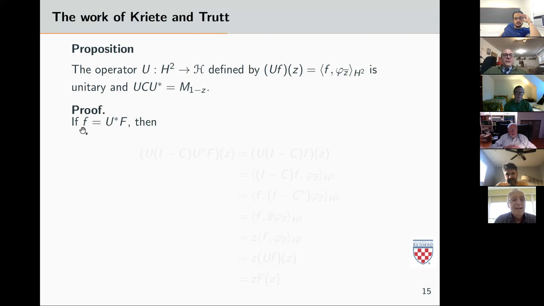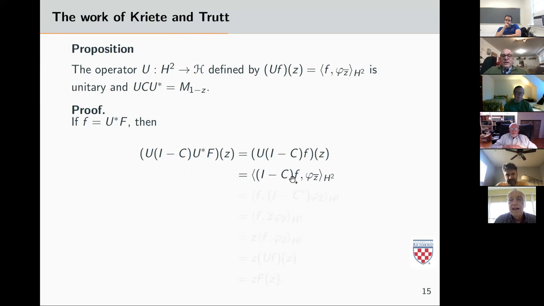So let's suppose f is in H2 and it's given by U star f. Let's look at U (I minus C) U star, and I want to show that's z times capital F. Okay, so here we go. This is a function of z, and it's equal to U (I minus C) U star f of z. Now, (I minus C) f is going to be a function in H2, let U operate on it. By definition, it's the inner product of (I minus C) f against one of the eigenvectors for the adjoint of the Cesaro operator.